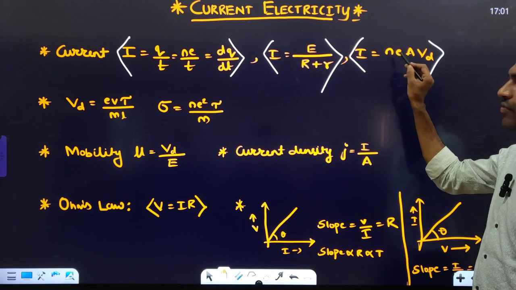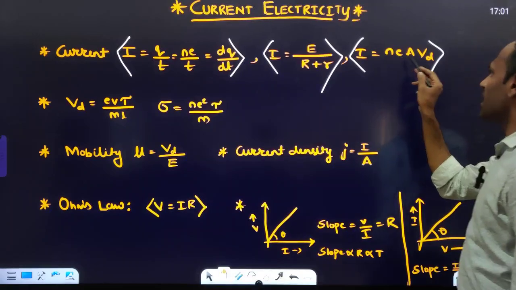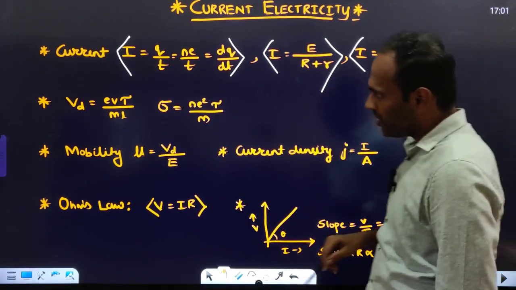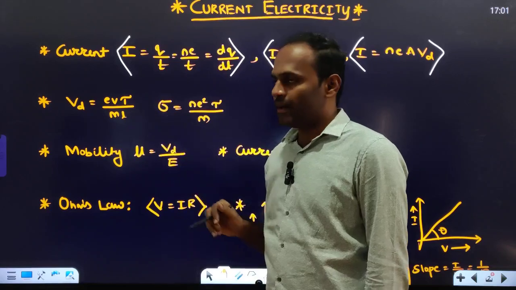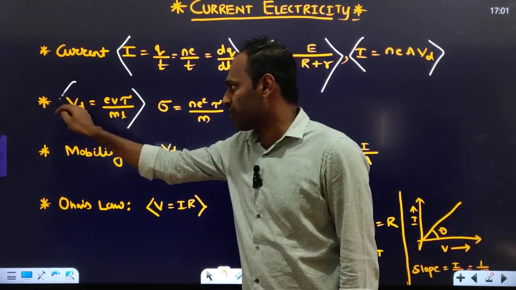Here N means it is free electron density, number of charges, E is the electronic charge, A is the cross sectional area, and Vd is the drift velocity. Right? Expression of drift velocity is E V tau divided by m. What is tau? Tau is relaxation time. So this is the expression for drift velocity.